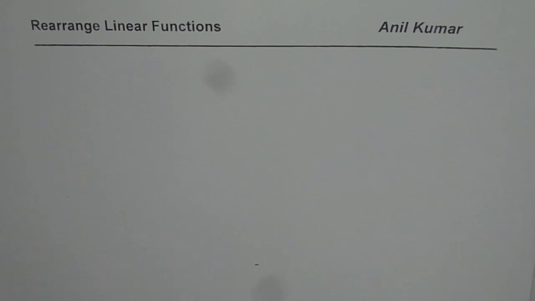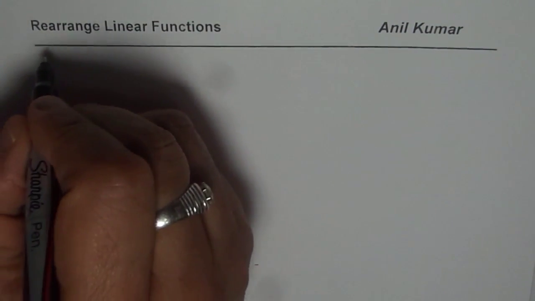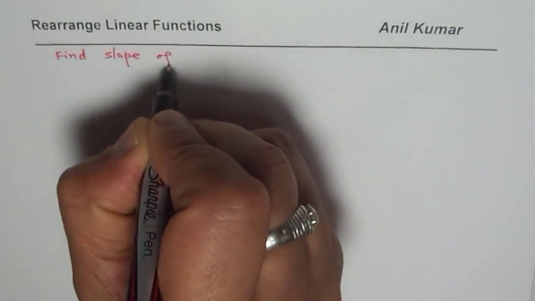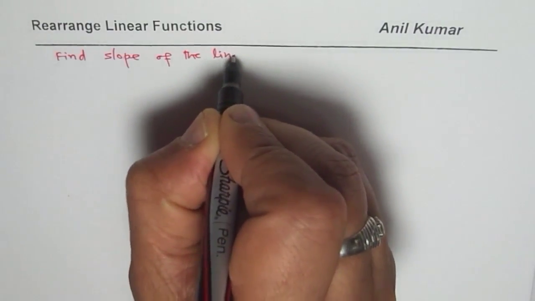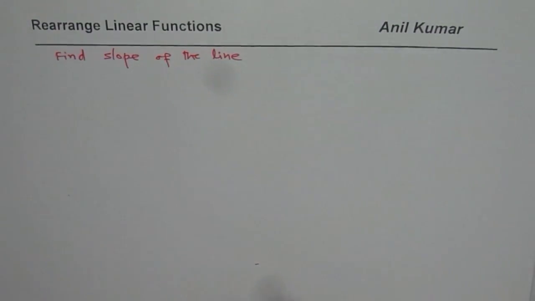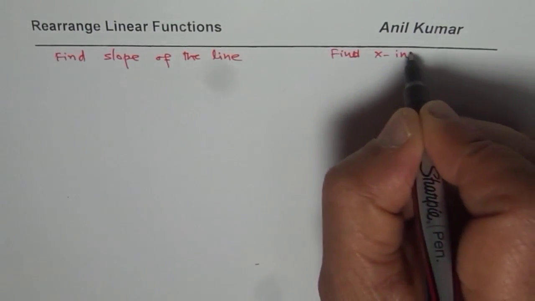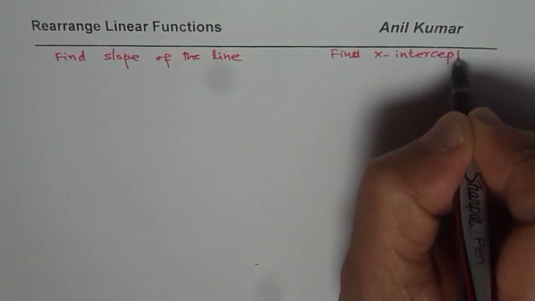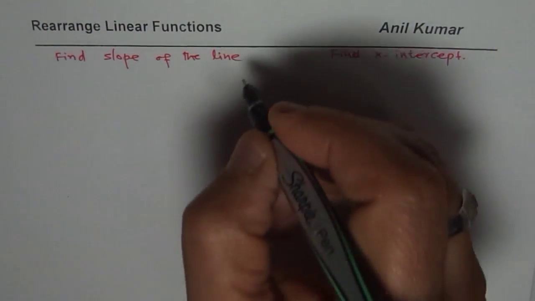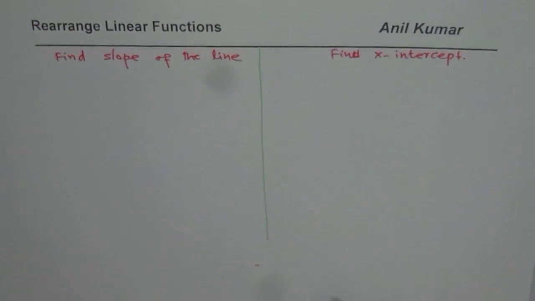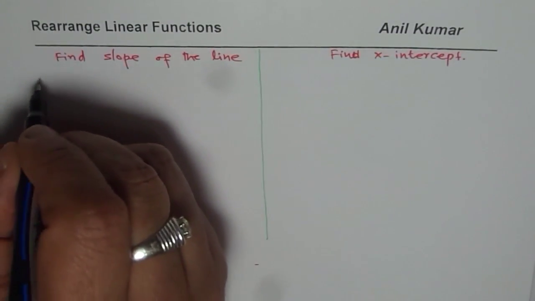I'm Anil Kumar, and in this video we will learn how to rearrange linear functions. So basically we'll try to do two types of questions in this video. One is find the slope of the given line. That is one type of question we can do. And then we'll do find intercepts. Let's say x-intercept. We'll concentrate on finding the x-intercept for the given line. So these are the two questions which we will work on for the time being and learn different ways of rearranging linear equations. So to find slope, we will write the equation in standard form.